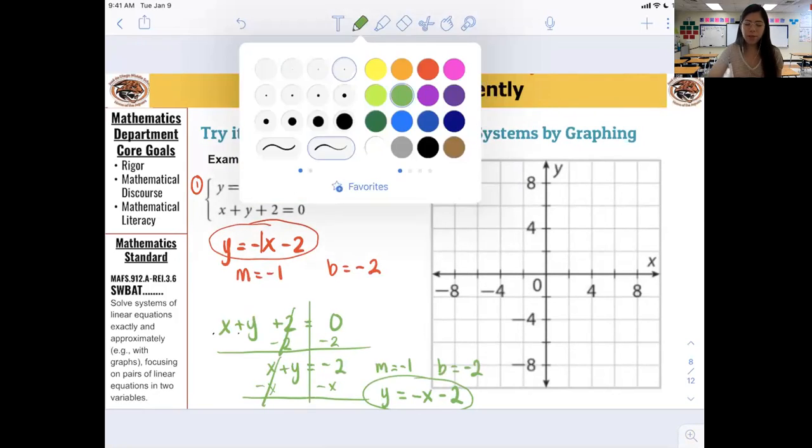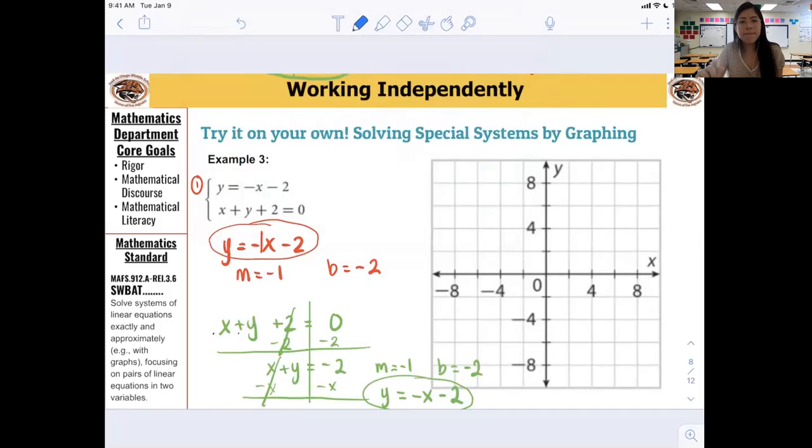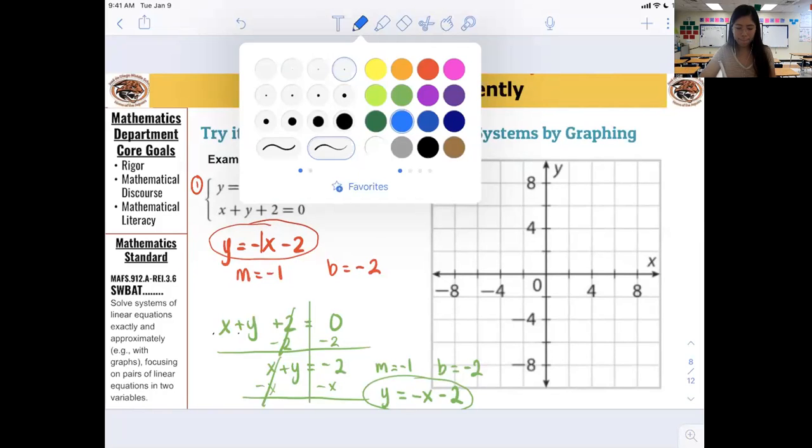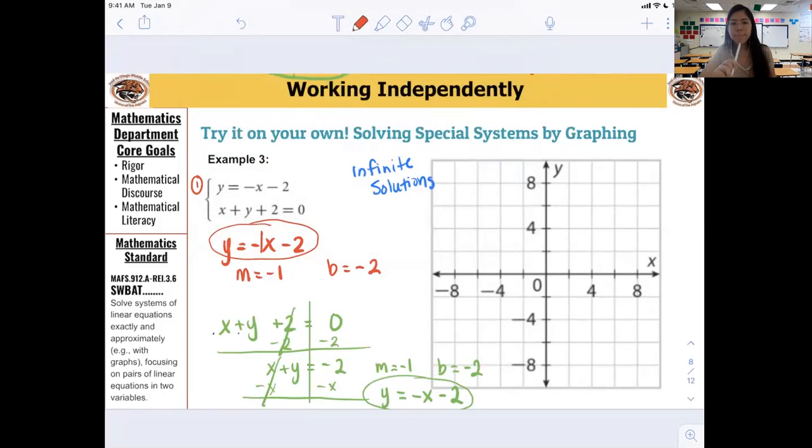So before I even graph this, what do I already know? It will be the same line. Which means what type of solution do I have? Infinite. Good, this is infinite solutions. Let's see what that actually looks like. So where do I begin? Where do I put down my first point? -2.